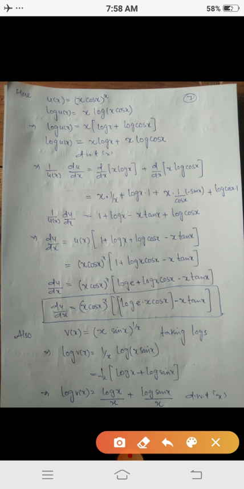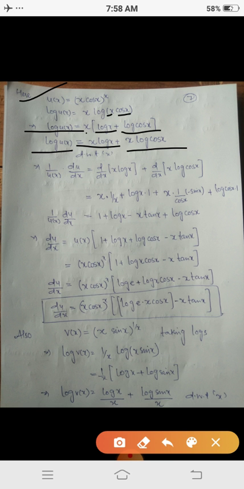Now u of x is x cos x raised to power x, which is a power function. So taking logs, log of u of x is x log x cos x. Now here we have x into cos x. So using the log mn formula, we simply get log x plus log cos x, which implies that log of u of x is x log x plus x log cos x.